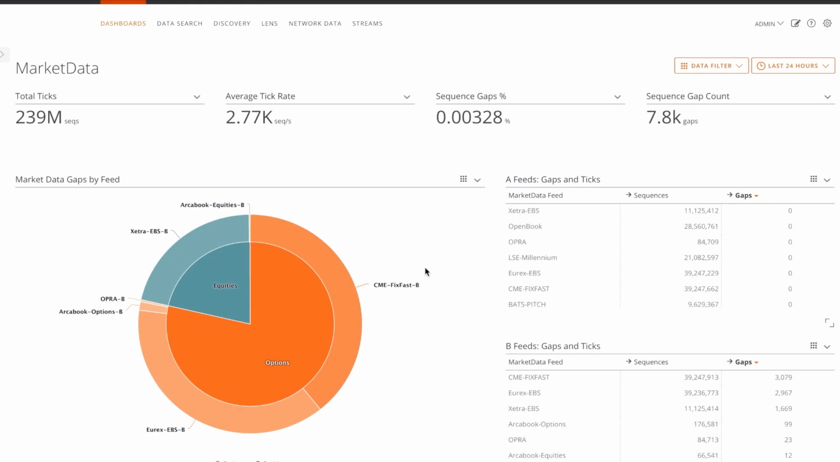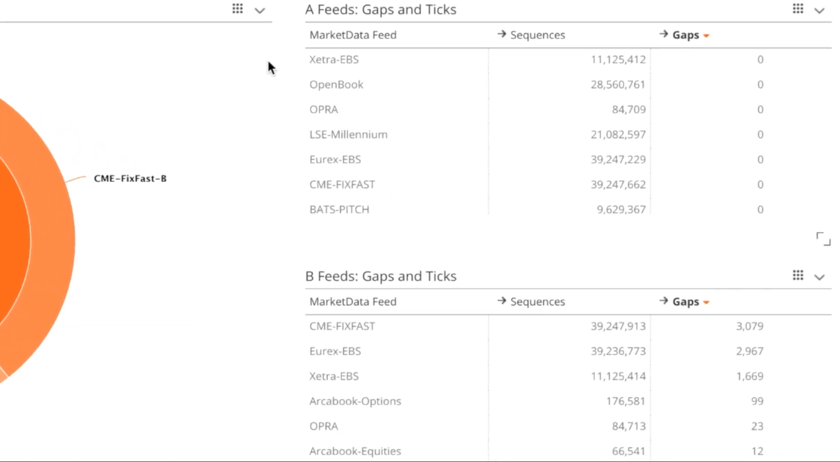In a trading environment, it's important to monitor the quality of market data to ensure that you're actually trading on up-to-date and accurate prices. Now, in this example, we see a number of A and B feeds received across different markets. And in fact, the A feeds are all coming over one service provider link and the B feeds another.